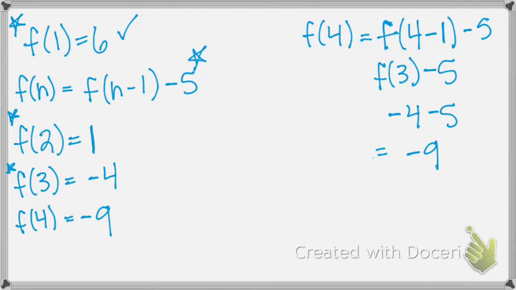So we have a set of numbers, 6, 1, negative 4, and negative 9, are the first 4 terms for this function notation using the recursive definition. Okay?